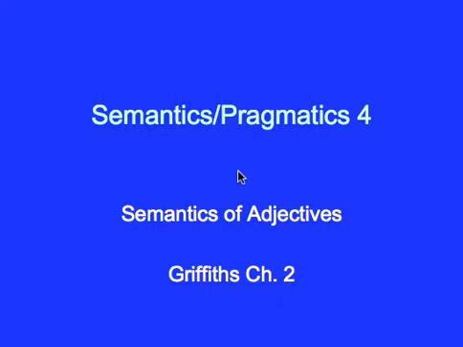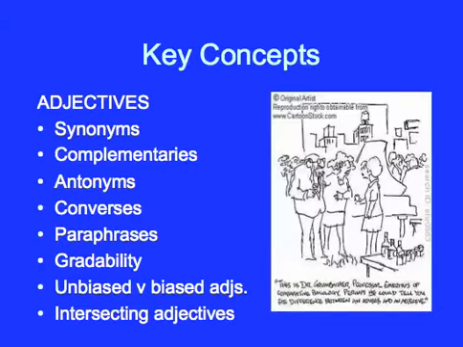So here we go with our lecture about semantics of adjectives. I'm asking you to read the following chapter as well about nouns, but here I'm going to just concentrate on adjectives. So let's look at some of the key concepts we're going to be looking at. We're going to be looking at synonyms, complementaries, antonyms, converses, paraphrases, the notion of gradability, unbiased and biased adjectives, and the notion of an intersecting adjective.